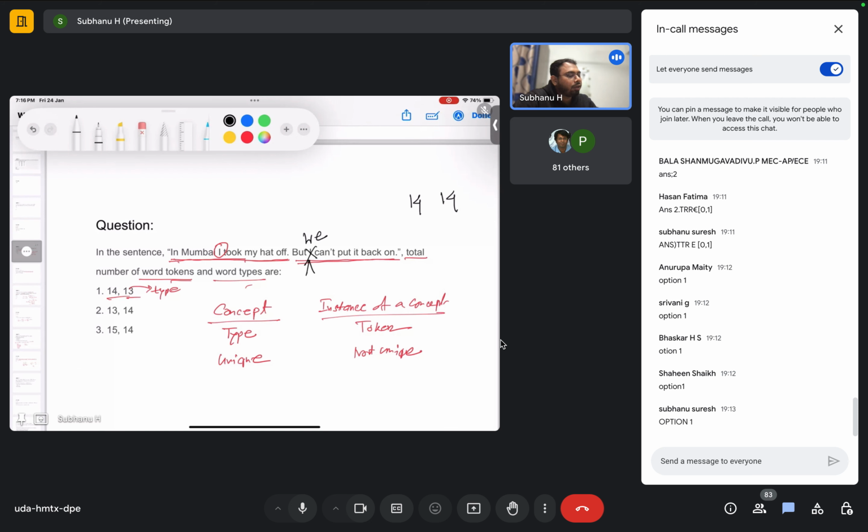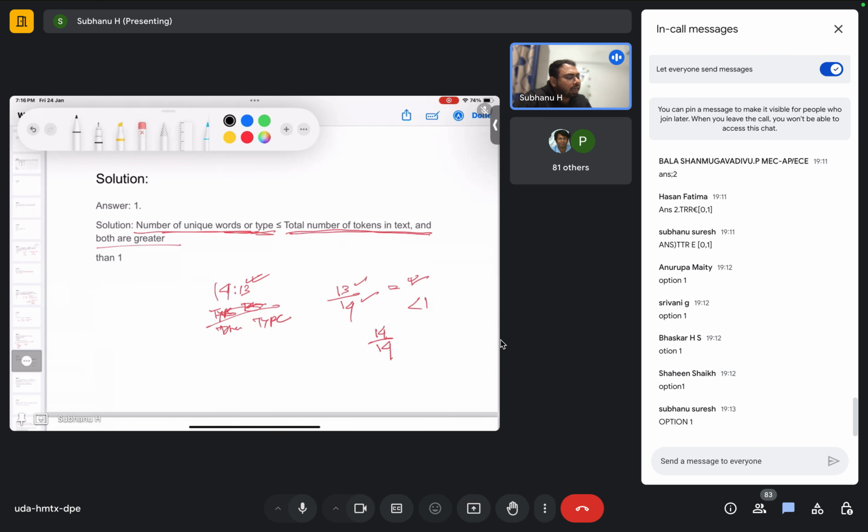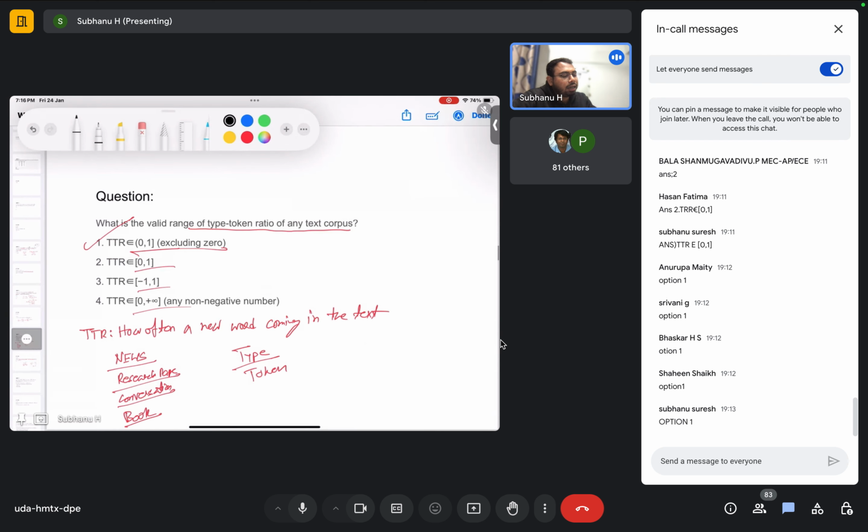We have 14 unique words: 1, 2, 3, 4, 5, 6, 7, 8, 9, 10, 11, 12, 13, 14. Got the idea? So 14 unique words, 14 types, and 14 tokens. That's why 14 by 14, which equals 1, is the maximum, and it can never be less than 0, and it can never be 0. So that's why TTR belongs to 0 to 1, excluding 0.